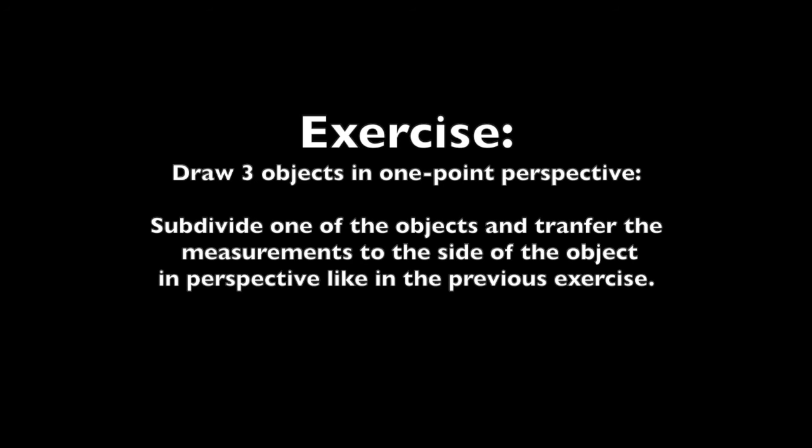One of your drawing exercises this week is to draw 3 objects in 1-point perspective. One below the horizon line, one above the horizon line, and one in between the horizon line. You will subdivide one of these objects and transfer the measurements over to the side of the object in perspective, like we just did in this previous example.